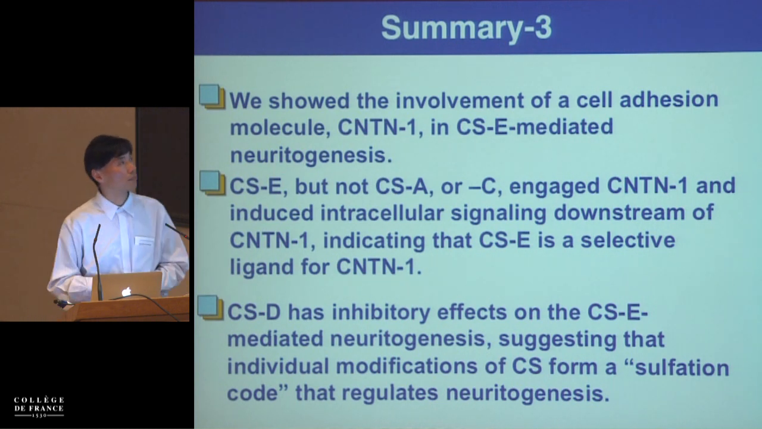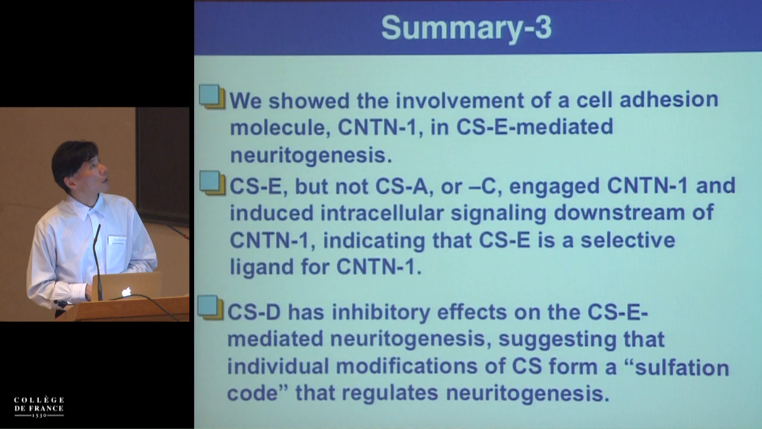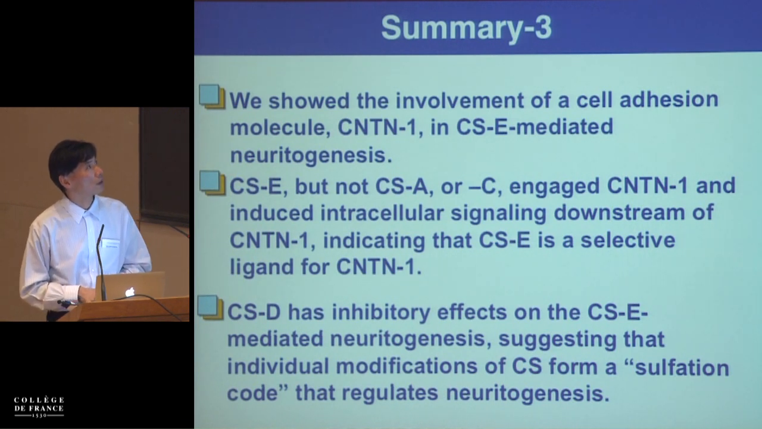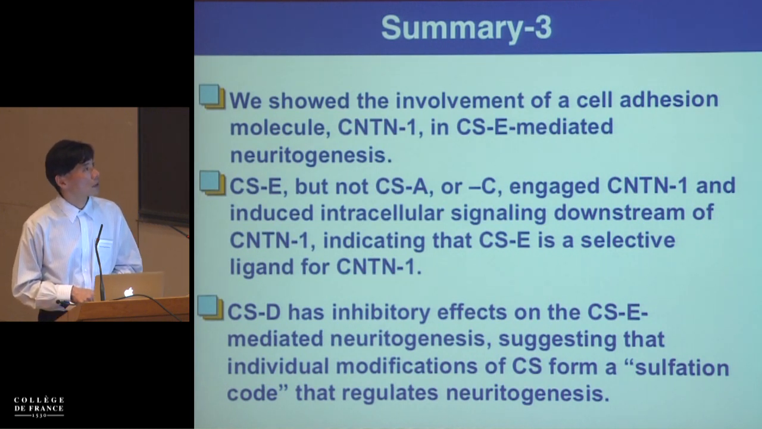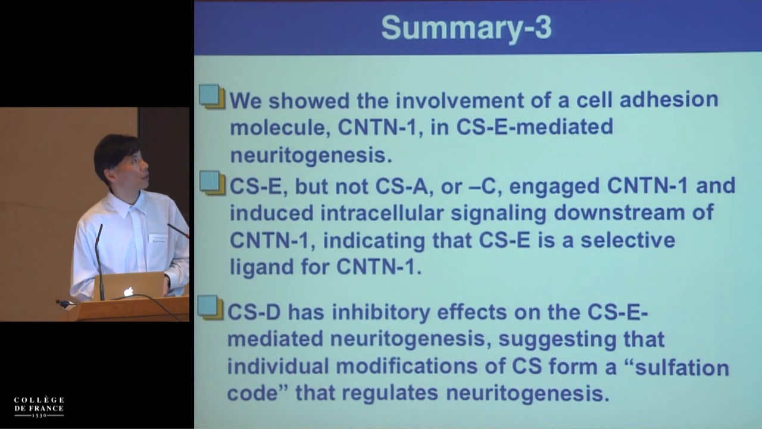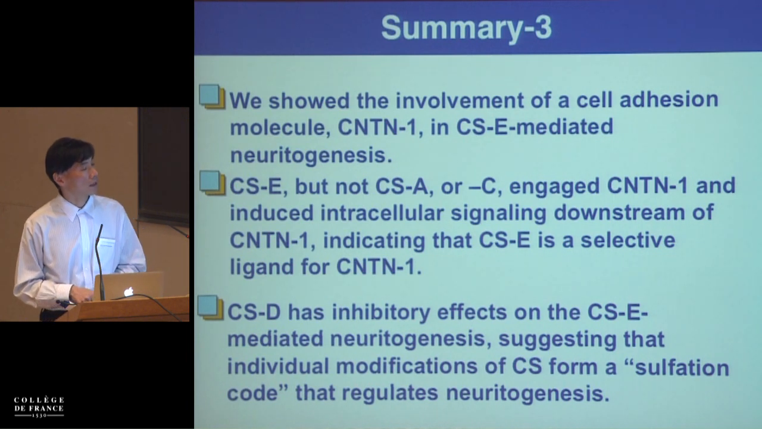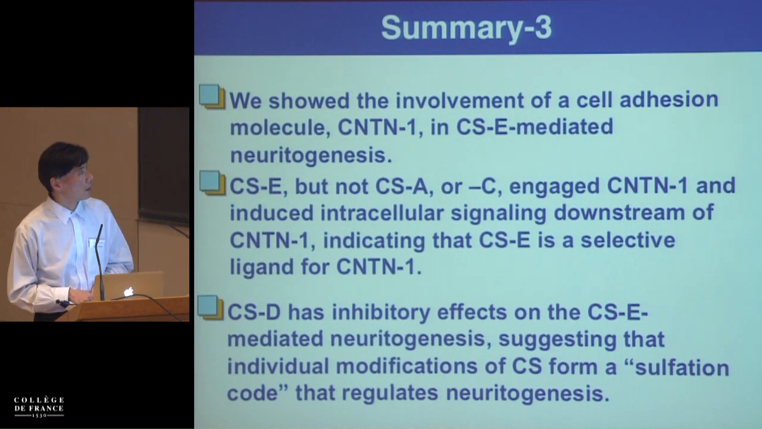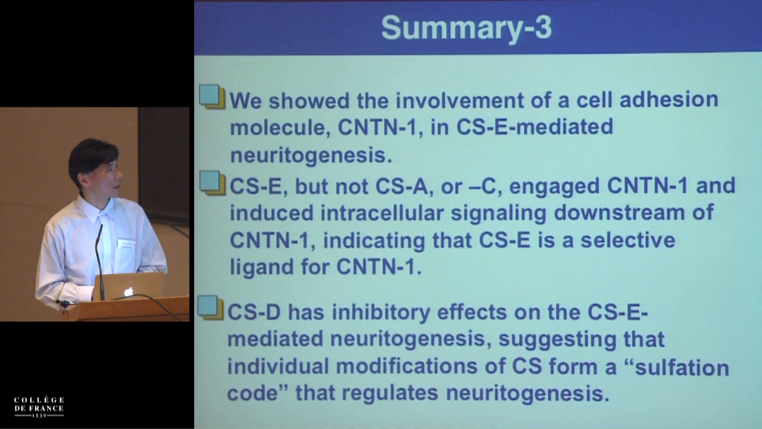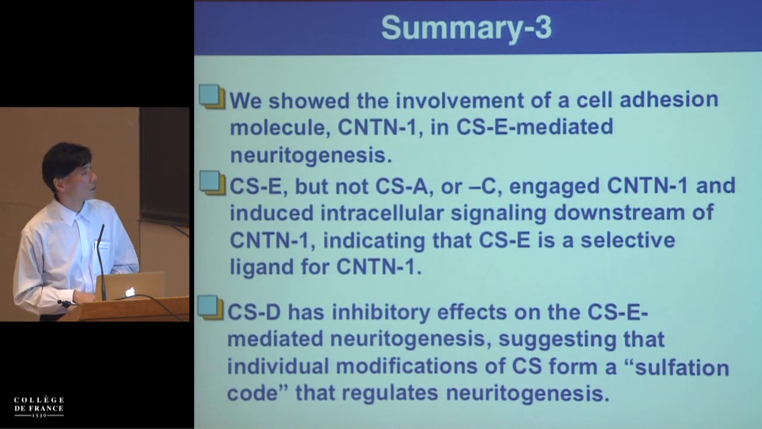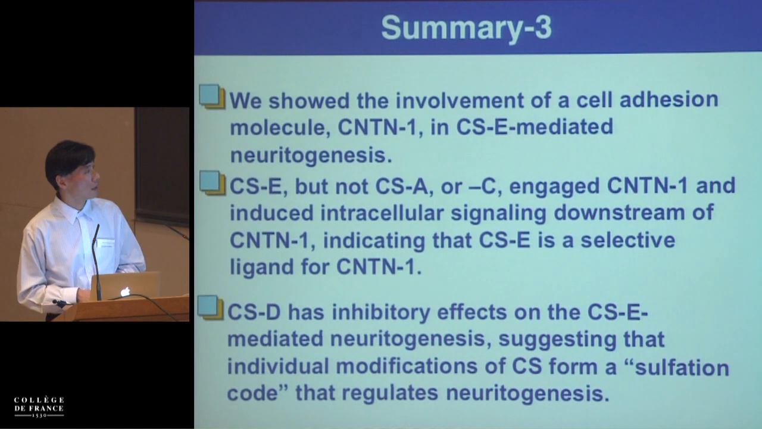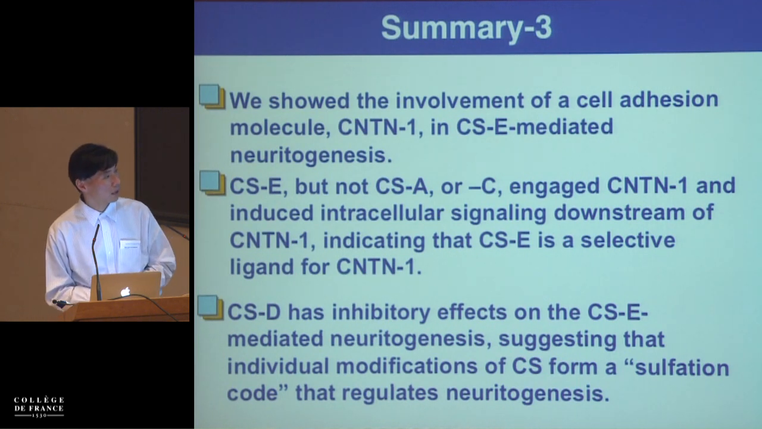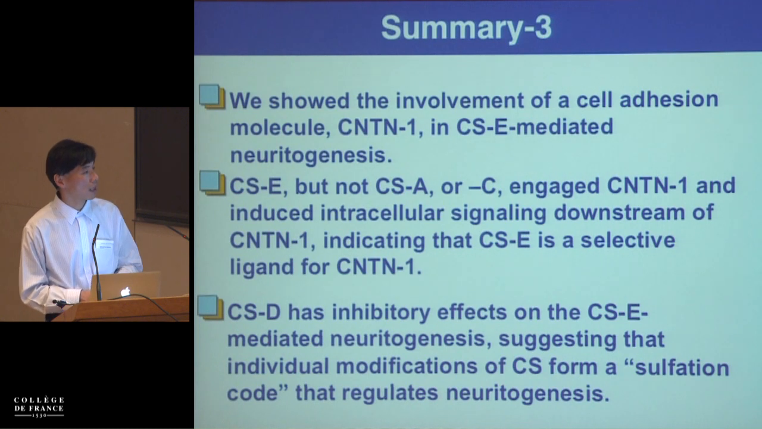So let me summarize the last part of my talk here. We show the involvement of the cell surface molecule contactin 1 in CSE-mediated neurogenesis. CSE, but not A or C, engages contactin 1 and induces the intracellular signaling downstream of contactin 1, indicating that chondroitin sulfate E is a selective ligand for contactin 1. And chondroitin sulfate D has inhibitory effects on the CSE-mediated neurogenesis, suggesting that individual modifications of chondroitin sulfate form a sulfation code that regulates neurogenesis.